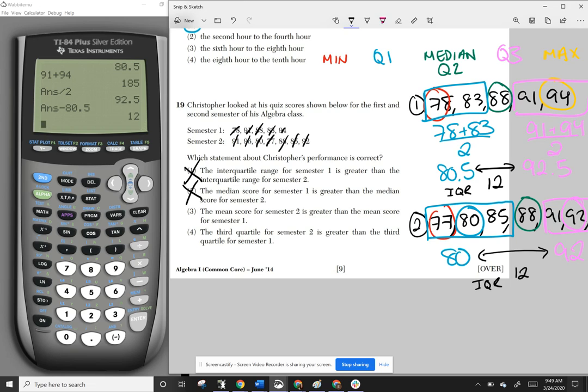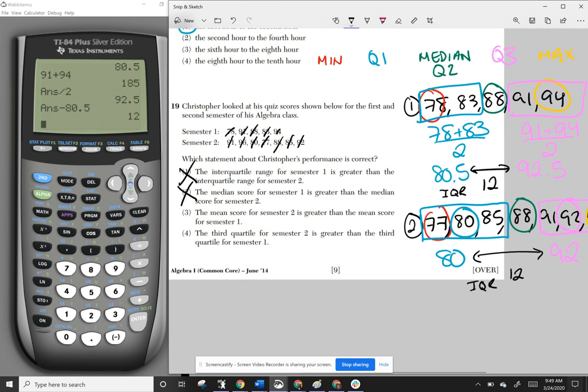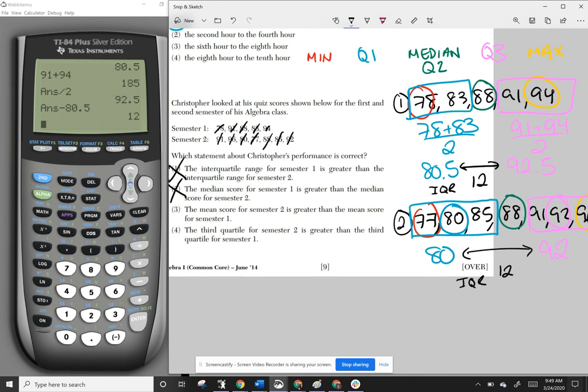The mean score for semester 2 is greater than the mean score for semester 1. We have to calculate that. But if you look at option 4, that one looks a little easier, so I'm going to do that one first and see what happens. The third quartile for semester 2 is 92, is that greater than the third quartile for semester 1, which is 92.5? And 92 is not greater than 92.5, so it cannot be 4, meaning this should be 3.